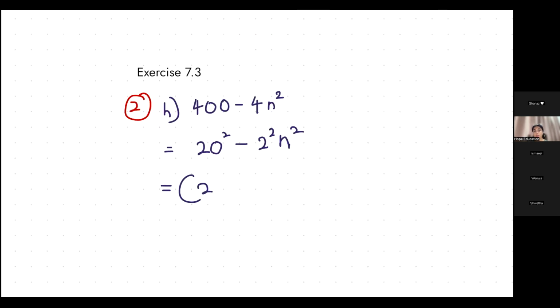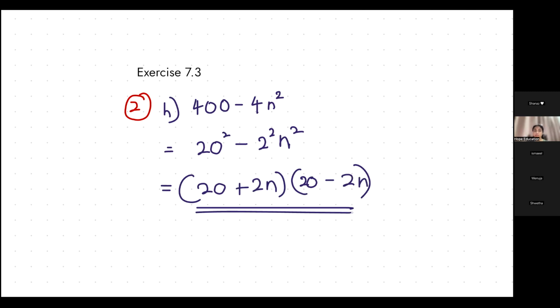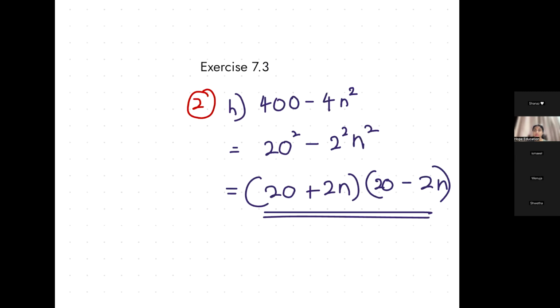So we open two brackets. From 20 squared, one 20 goes here, the other 20 goes here. From 2 squared, one 2 comes here, one 2 comes here. From n squared, one n goes here, one n goes here. So for this I put plus, for this I put minus. Did you all get this answer?